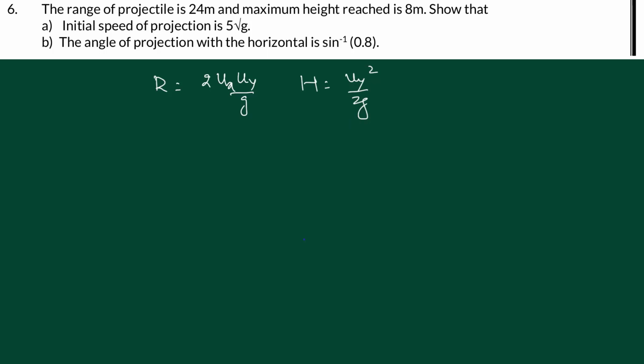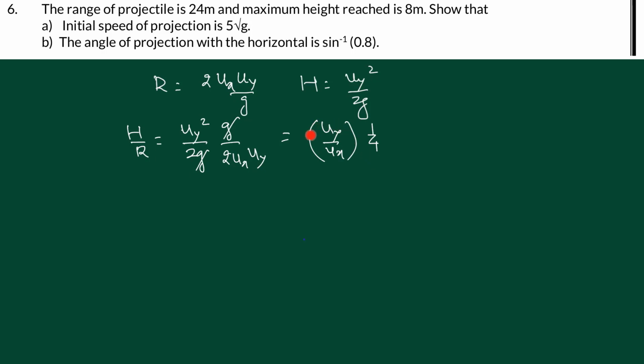So divide h by r. h by r is equal to uy square by 2g divided by, or you can write like this, simplify, g will cancel out, this is equal to uy by ux into 1 by 4.